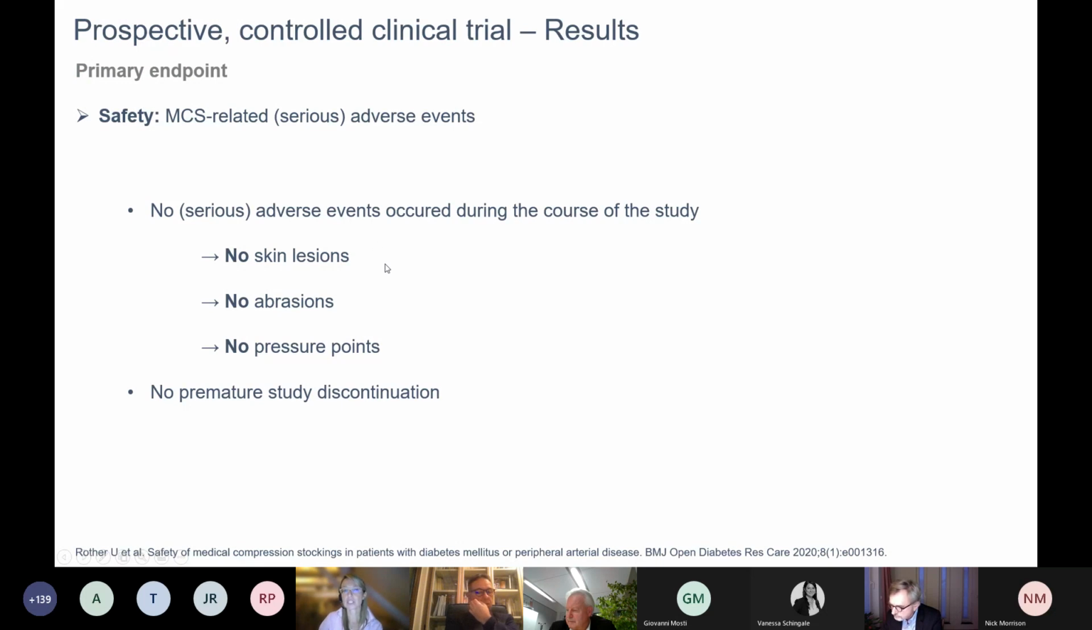We could detect no skin lesions, no constrictions, and no abrasion or pressure points in these patients. And we also had no premature study discontinuation in any patient.